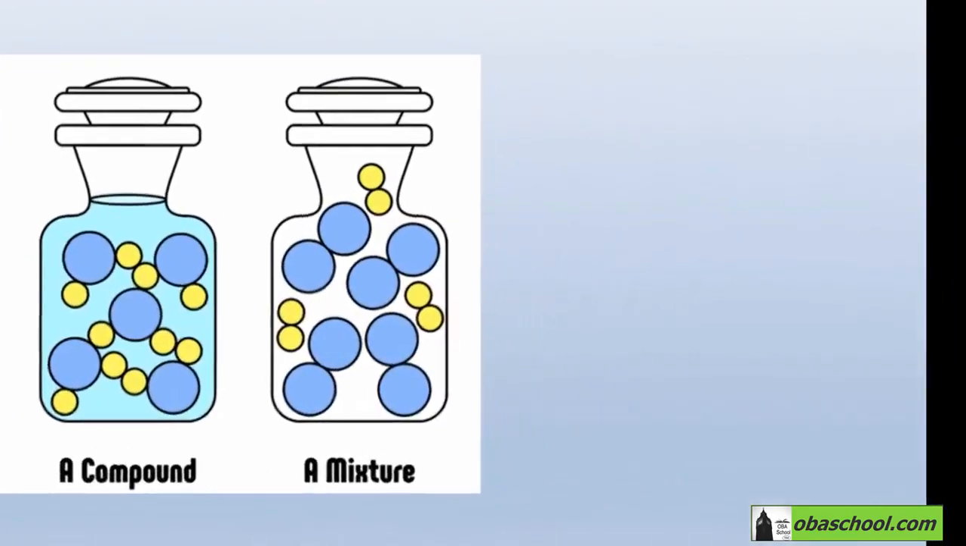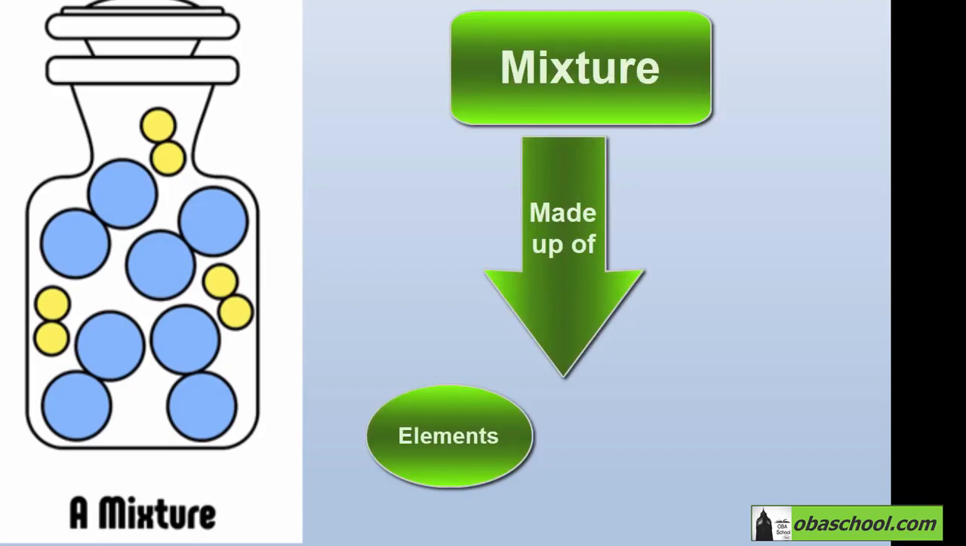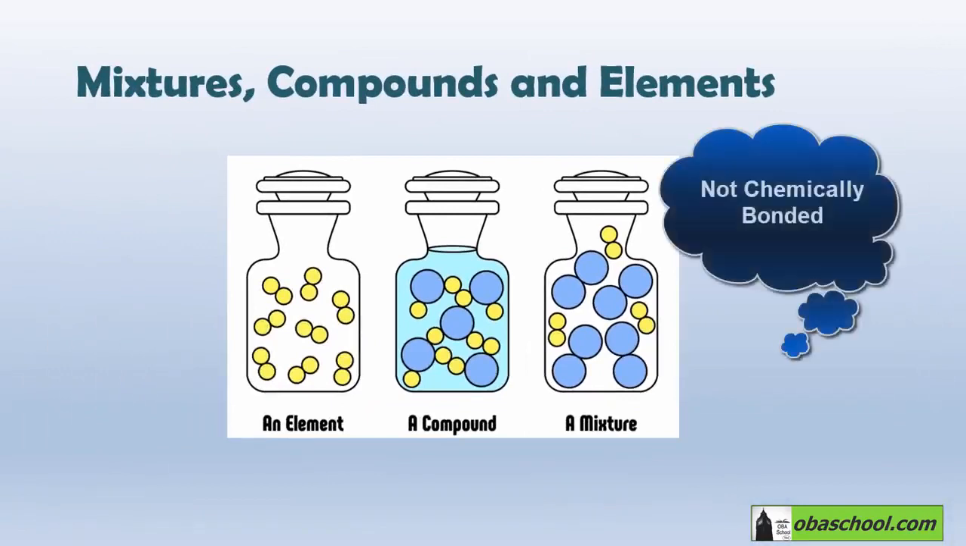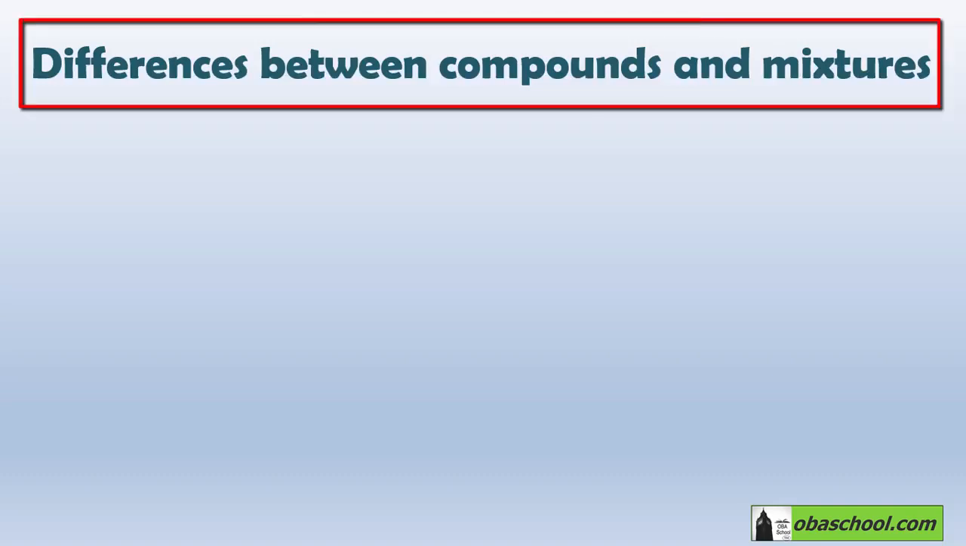On the other hand, a mixture is made up of two or more substances that are not chemically combined together, and these substances may be elements or compounds. So, a group of substances that is mixed together, however they are not chemically combined, is called a mixture. So let's check now in detail what are the differences between compounds and mixtures.